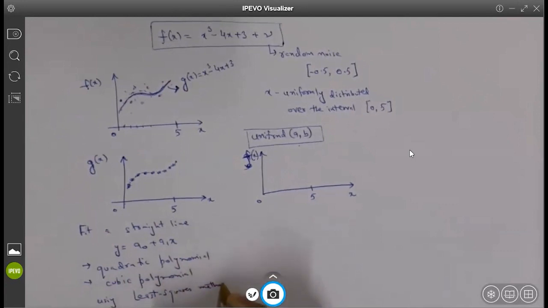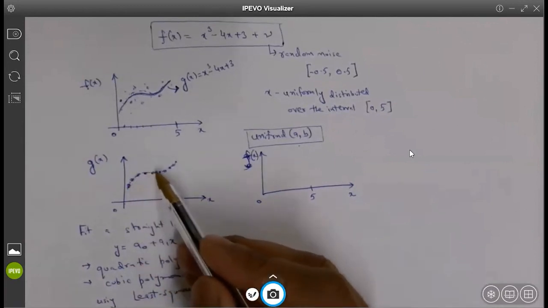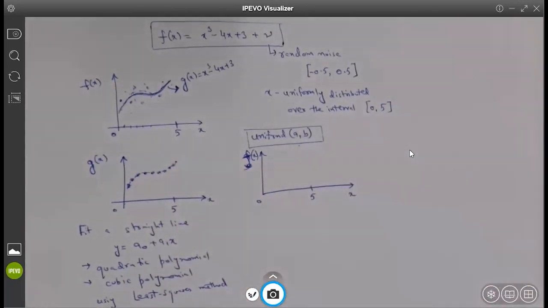So does that mean we have g of x with one set of A matrix, and f of x with another set of A matrix, and then we solve? Yes, exactly.